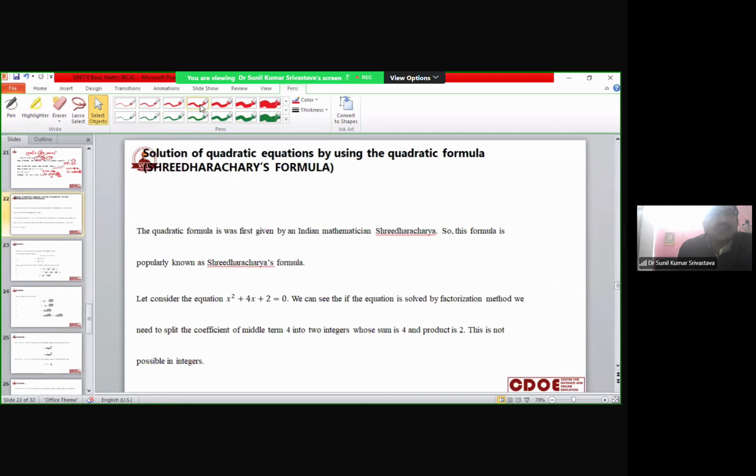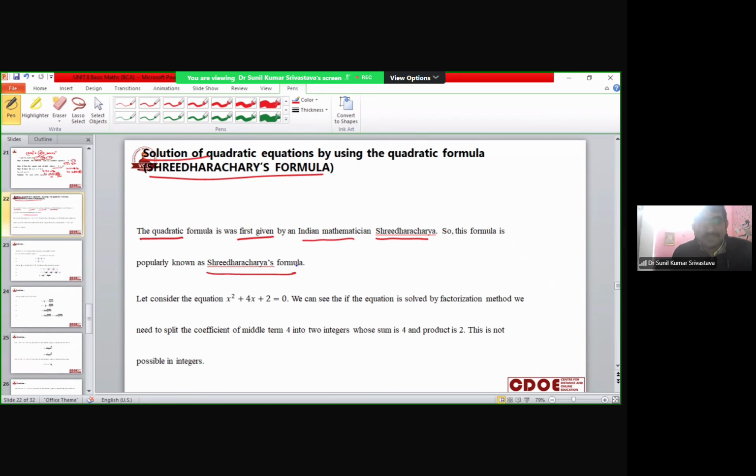Okay. Now the most important rule: solution of the quadratic equation by using the Sridharacharya formula. Because an equation of any type can be solved by this method. The quadratic formula was first given by the Indian mathematician Sridharacharya, so his formula is properly known by his name, the Sridharacharya formula.